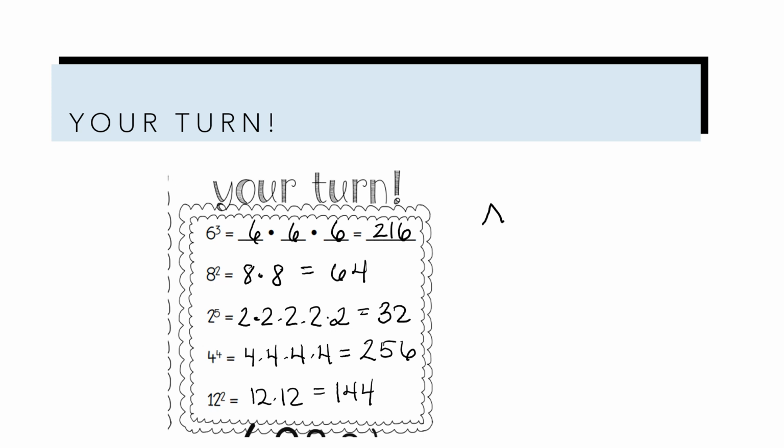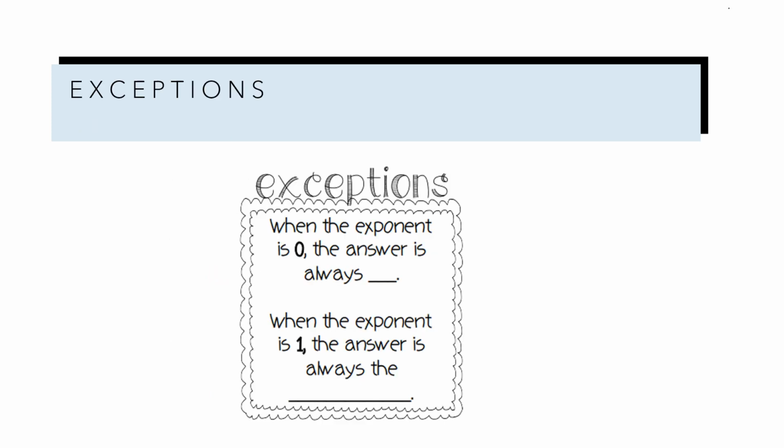All right, one more thing. There are exceptions to the rule here, and we're going to talk more about this in the next unit. But when the exponent is 0, when you have something to the 0 power, like 3 to the 0 power, it's always 1. And I will show you that more closely in the next unit. When the exponent is 1, the answer is always the base. So if I have 5 to the 1st power, my answer is 5. Anything to the 0 power is 1. That's just a little intro.